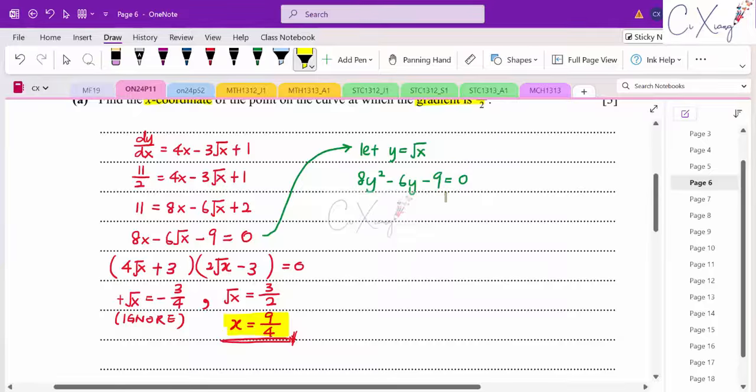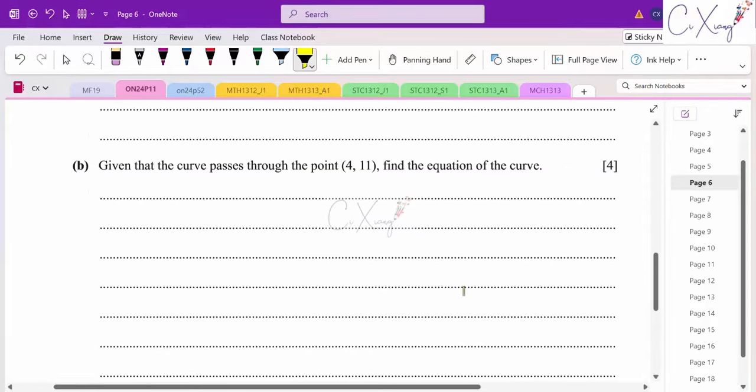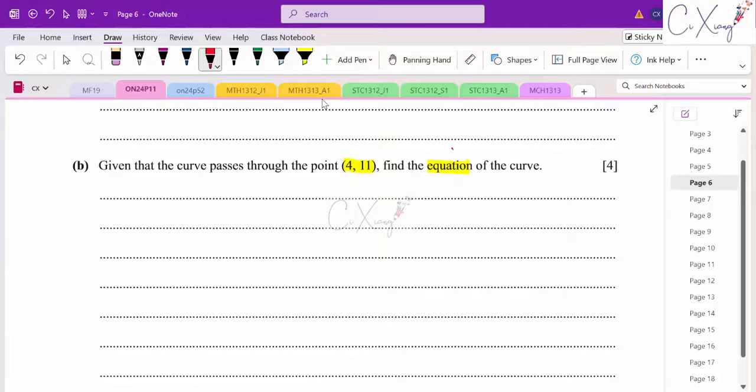Okay, so this is the part A. And let's continue to part number B. For part B, given that the curve passed through the point 4 and 11, find the equation of the curve. So to find the equation of the curve, they want us to find the y.